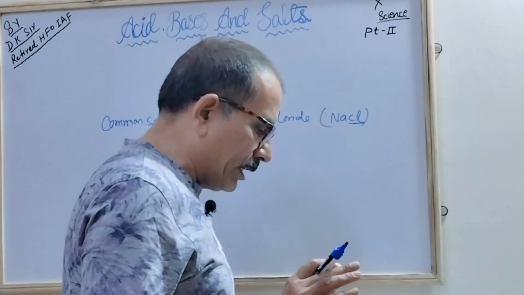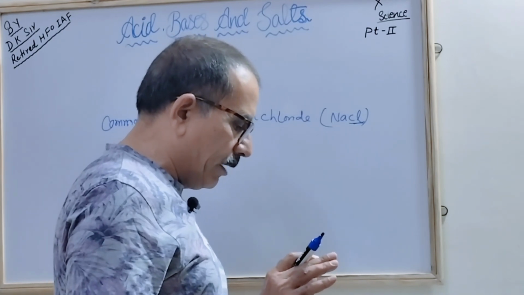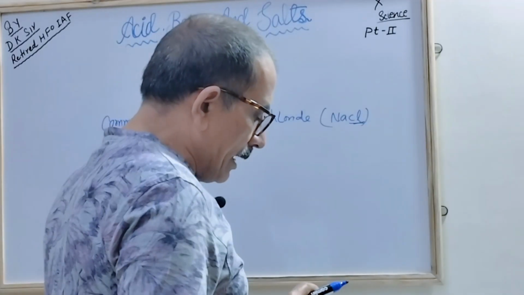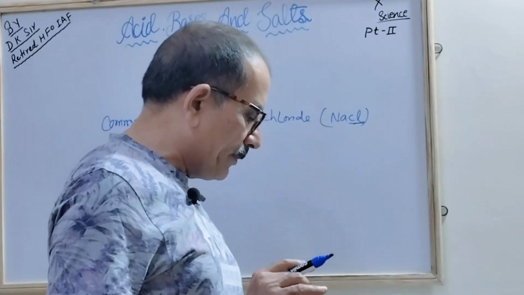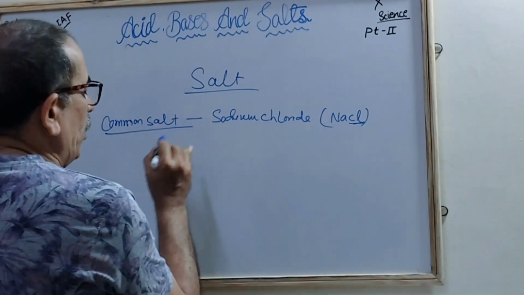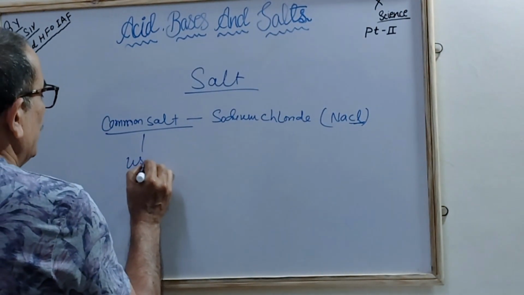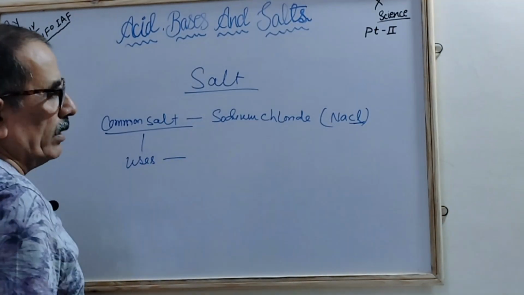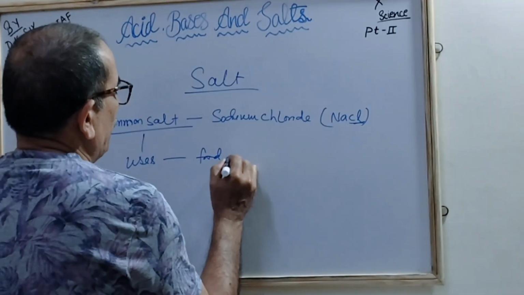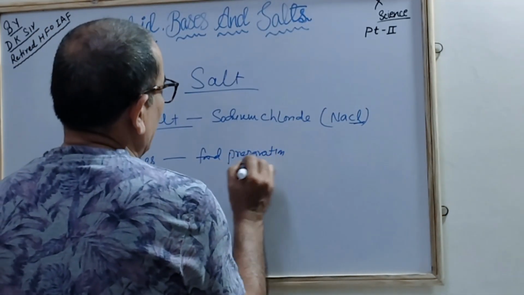Common salt is an important raw material for various materials of daily use, like sodium hydroxide, baking soda. So one thing you understood: common salt is an important raw material for various materials of daily use. We are using common salt in different ways. One use is for food purposes, for food preparation. Am I right? We use it in food preparation.